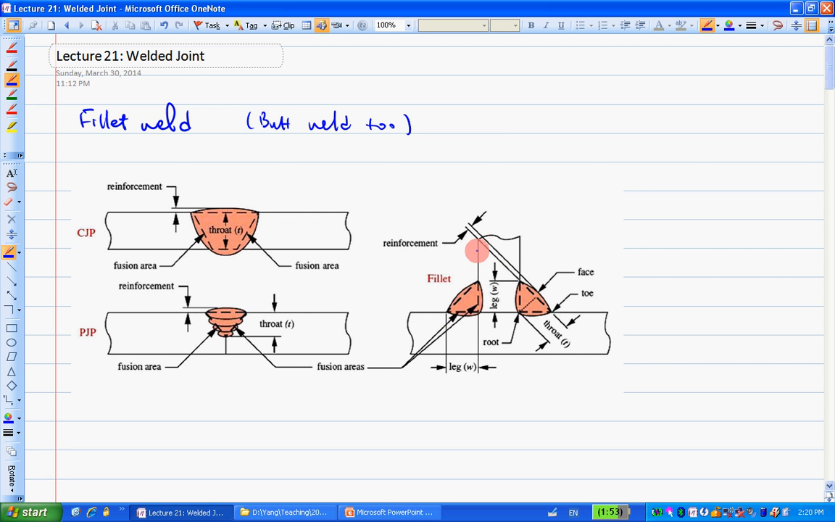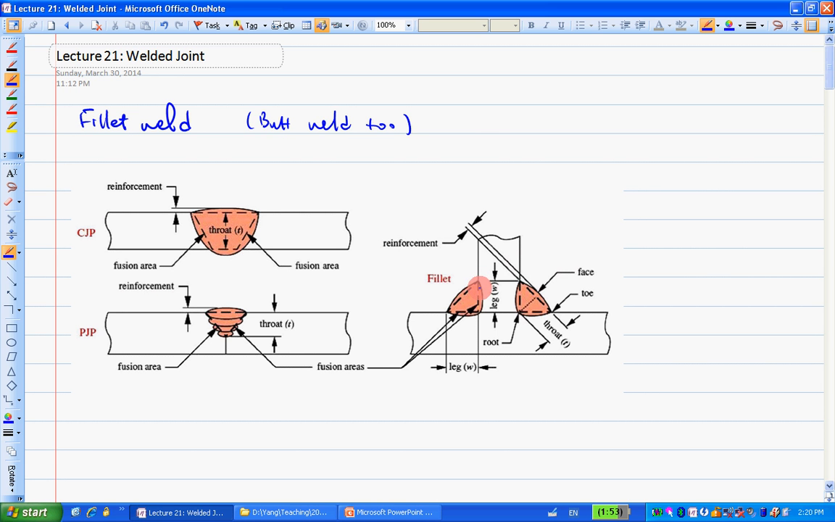So it's going to be a mixture of these three things. There are two base metals, right? And then there's the filler material. And there's always a little bit of extrusion from the triangle, so that's called reinforcement, like this portion here. At the edges of the triangle or trapezoid, we call that the fusion area.